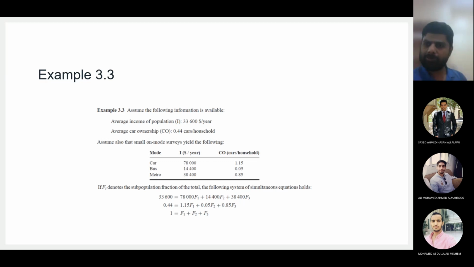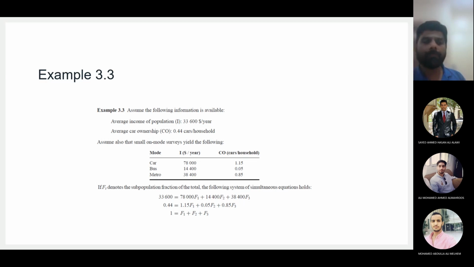Then they went to bus stops. They did the same thing. They went to metro stations. They did the same thing. Then from the sample of each group, the sample of car users, sample of bus users, sample of metro users, they calculated their average income and they calculated the average car ownership for each group.